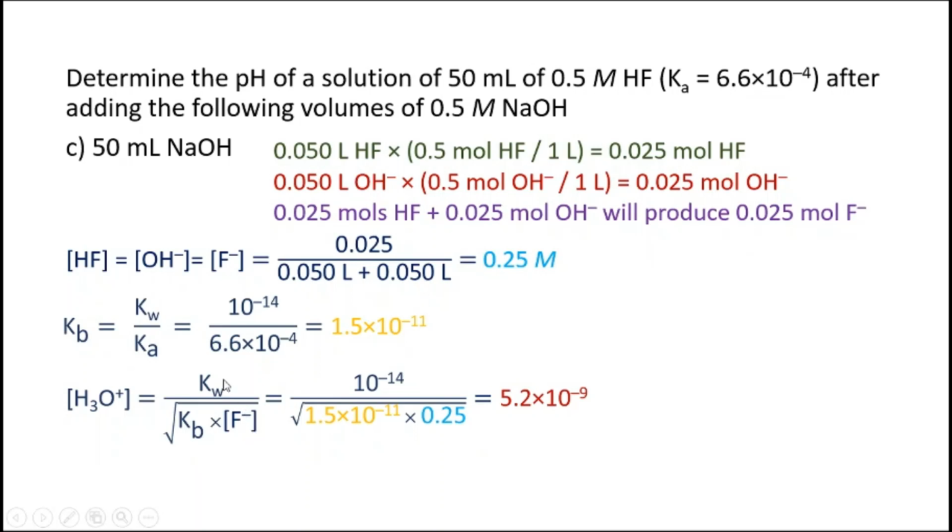And so here, we know the Kw is never going to change. It's going to be 10 to the negative 14. We just saw for our Kb is 1.5 times 10 to the negative 11. We saw for our F minus is 0.25. And so our hydronium concentration is 5.2 times 10 to the negative 9. And so, same deal as before. Once we know the hydronium ions, we can easily calculate the pH by negative log of the hydronium concentration of 5.2 times 10 to the negative 9 gives us a pH of 8.29. So as I mentioned before, this pH is not going to be 7 because you are not mixing a strong acid and strong base.